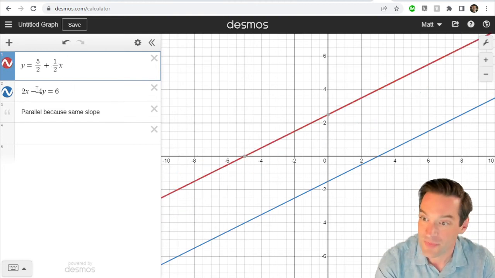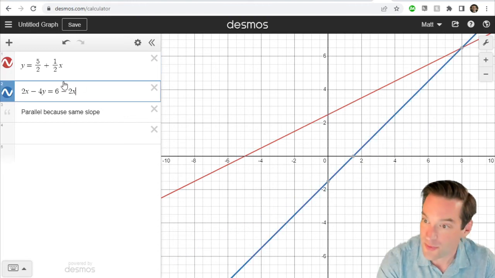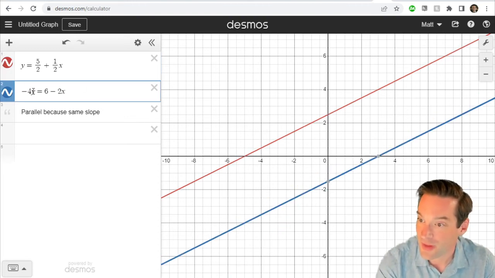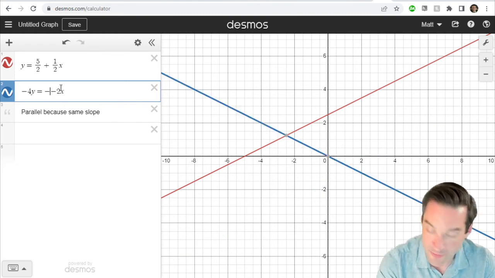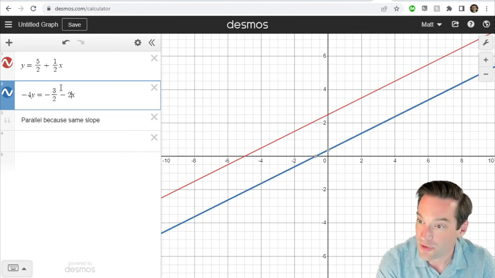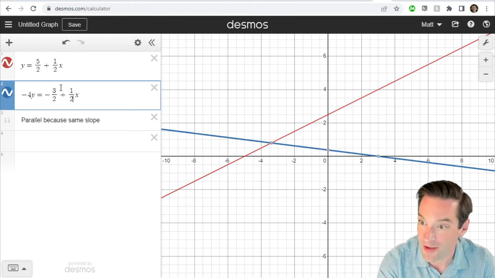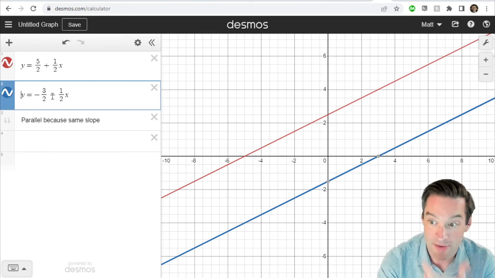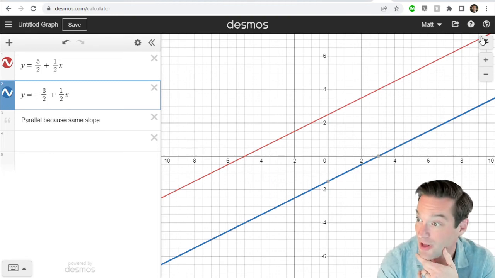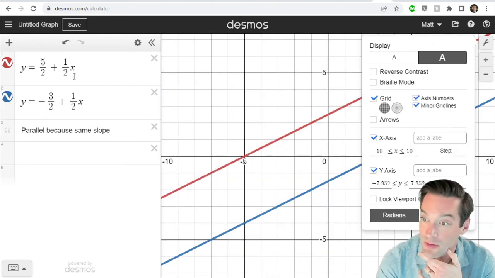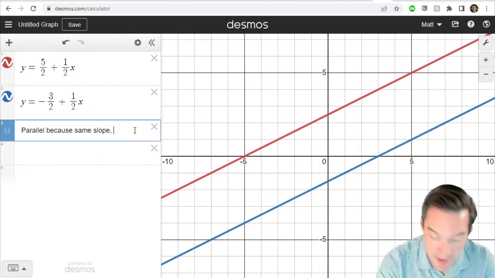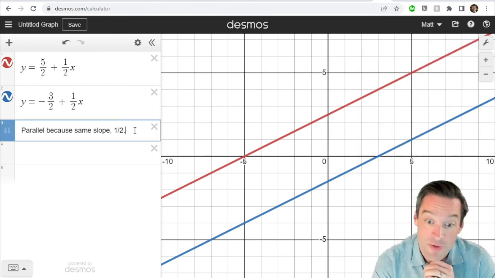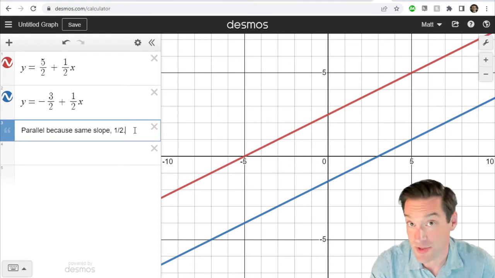There's the first one, and then I do the same work on the second one: subtract 2x from both sides, and then divide both sides by -4, so that 6 divided by -4 is going to be -3/2, and -2 divided by -4 is going to be +1/2. And so that equation is y equals -3/2 plus 1/2 x. And sure enough, as you said, those 2 equations have the same slope, namely 1/2. So we could have seen that using the slope-intercept form.